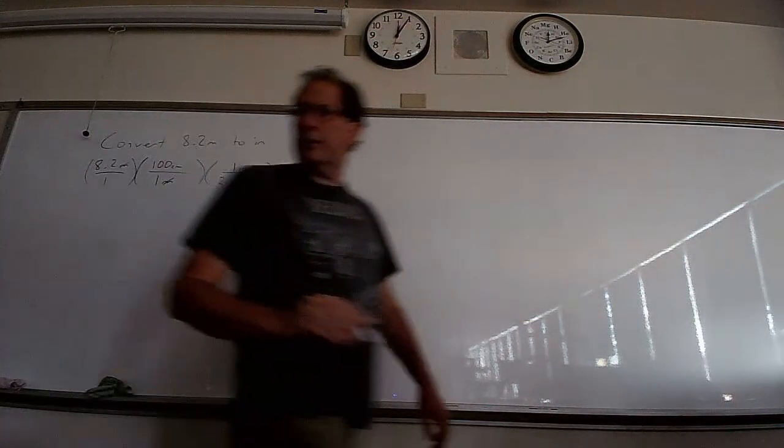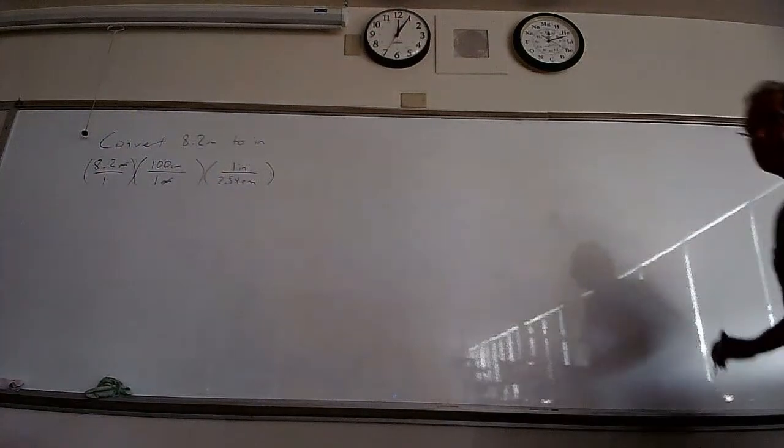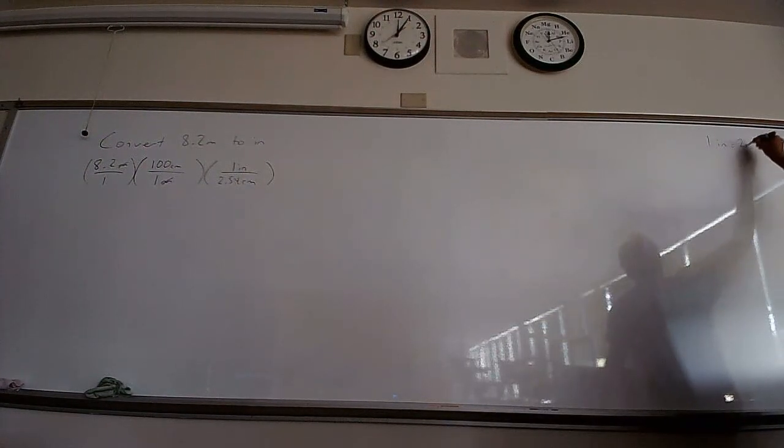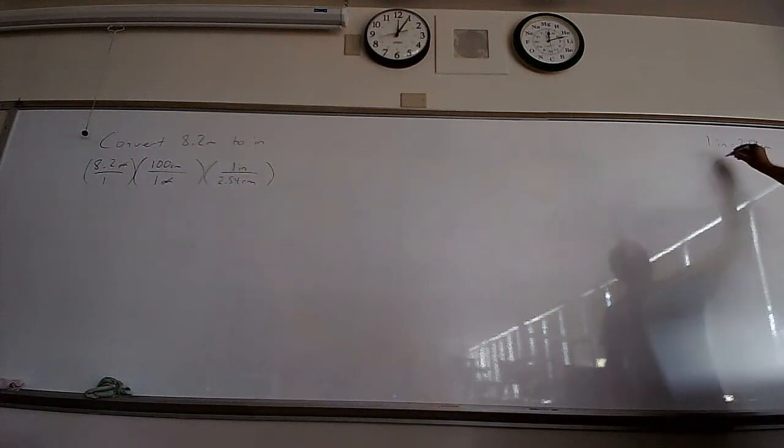Remember, I wrote that stuff over here. I guess you can see it if I write over here: 1 inch equals 2.54 centimeters. So there it is. I might as well write down D equals M over V. That's my next problem.